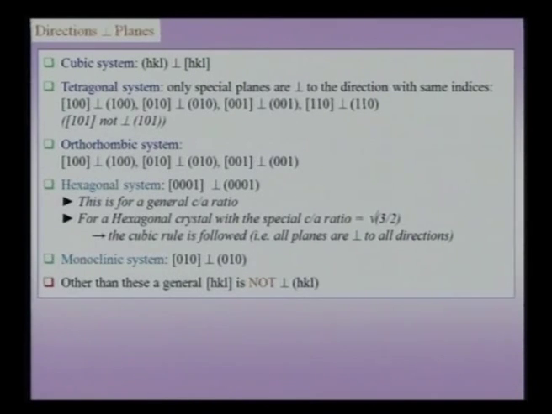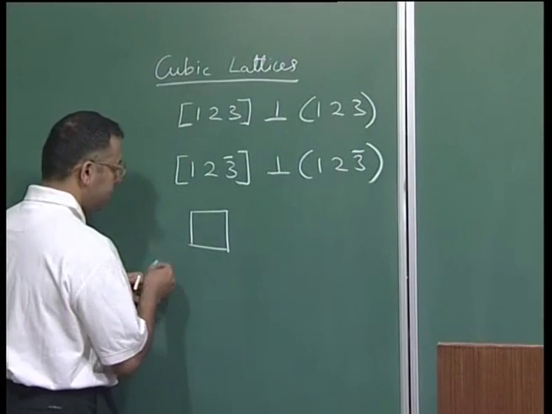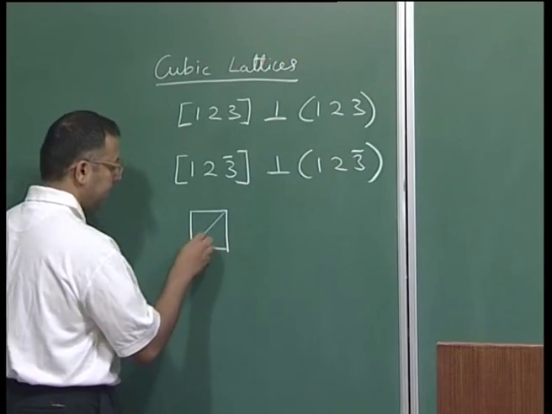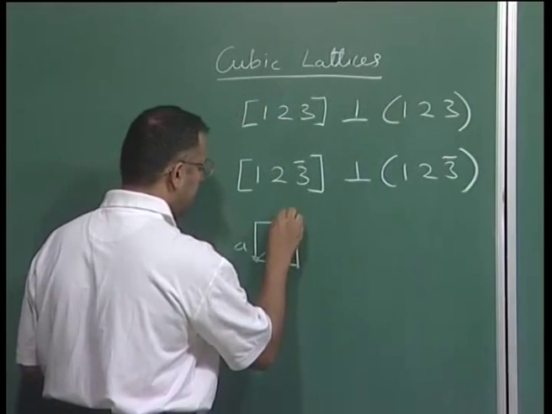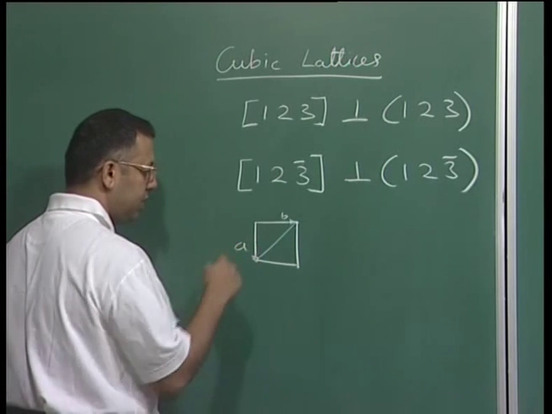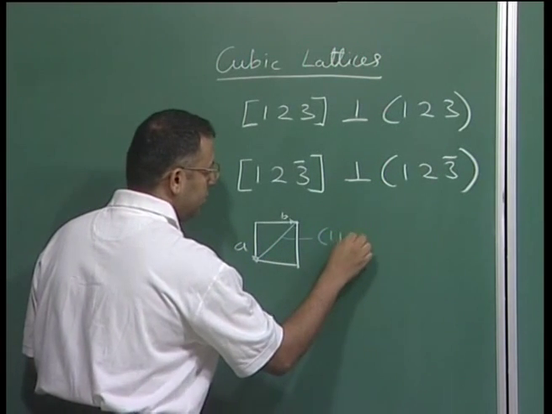But for instance, I cannot generalize this, the 1, 0, 1 direction is not perpendicular to the 1, 0, 1 plane. And this is obvious, because suppose I am taking the projection. So this is my 4-fold direction of the tetragonal system, and now this is my 1, 1, 0 plane. So this being my x-axis, A direction, this is my B direction, and I am taking a projection along the C direction. So this is my 1, 1, 0 plane.